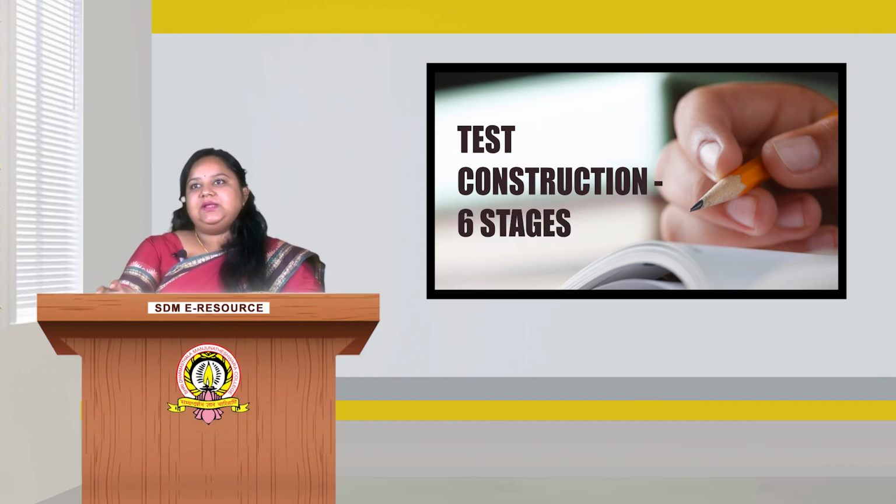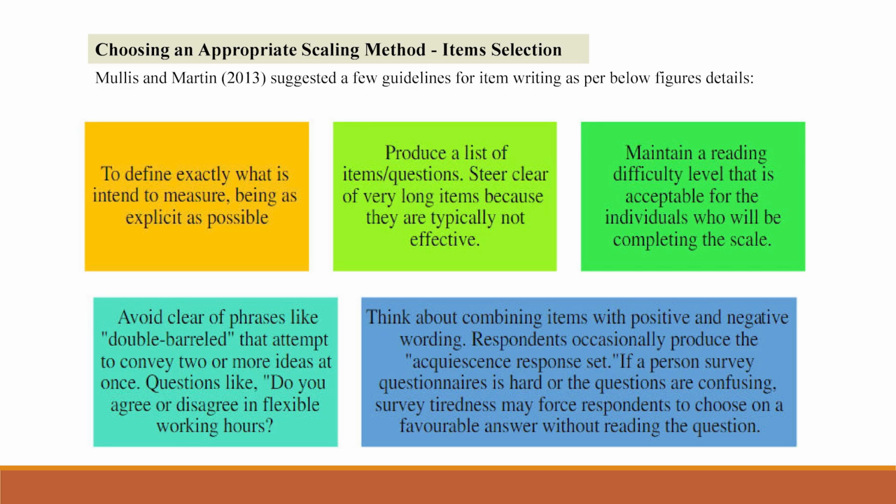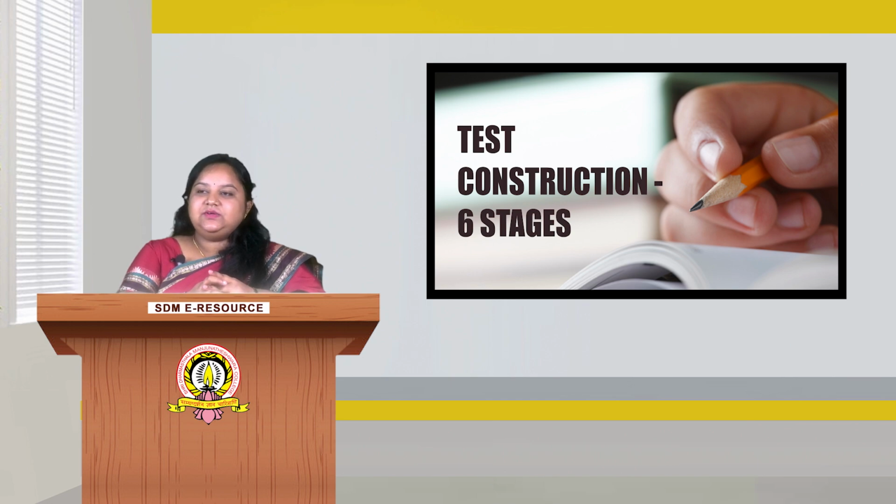Choosing an appropriate scaling method, that is item selection. Here Mullis and Martin in 2013 suggested a few guidelines for item writing, as per the figure details below, to define exactly what is intended to be measured and be as explicit as possible. Another thing to focus on is to produce a list of items or questions, and steer clear of very long items because they are typically not effective. Maintain a reading difficulty level that is acceptable for the individuals who will be completing the scale. Avoid phrases that are double-barreled, which attempt to convey two or more ideas at once.